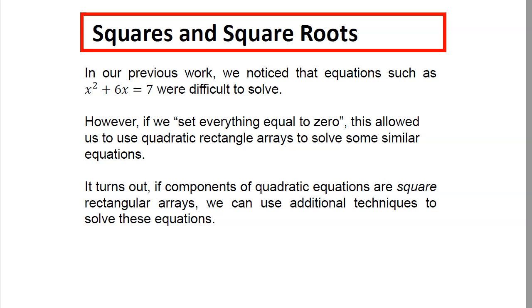Looking at squares and square roots, in our previous work, we noticed that equations such as x squared plus 6x equals 7 are difficult to solve. However, if we set everything equal to 0, this allowed us to use the quadratic rectangle analysis to solve some similar equations. It turns out if components of the quadratic equations are square rectangular arrays, we can use additional techniques to solve these equations.